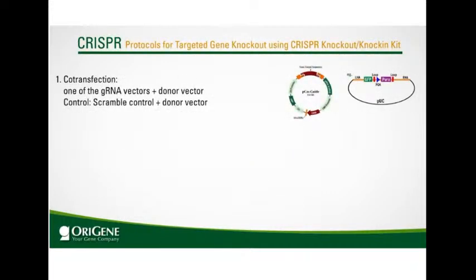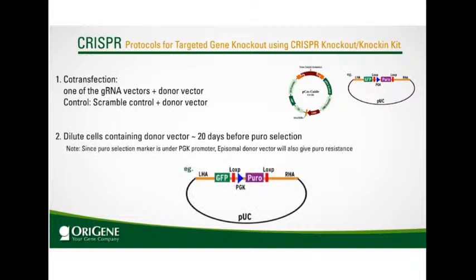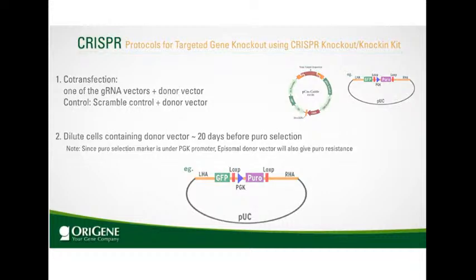There will be 3 separate experiments. One of the 2 gRNA vectors co-transfected with the donor vector, scramble control with donor vector. After transfection, the cells must be passaged for about 20 days before puromycin selection, as the donor vector alone before genomic integration also provides puromycin resistance. Culturing the transfected cells for 20 days ensures that the episomal form of donor vector is lost.